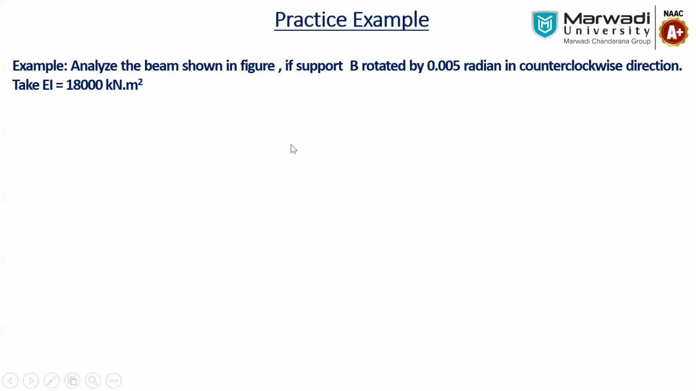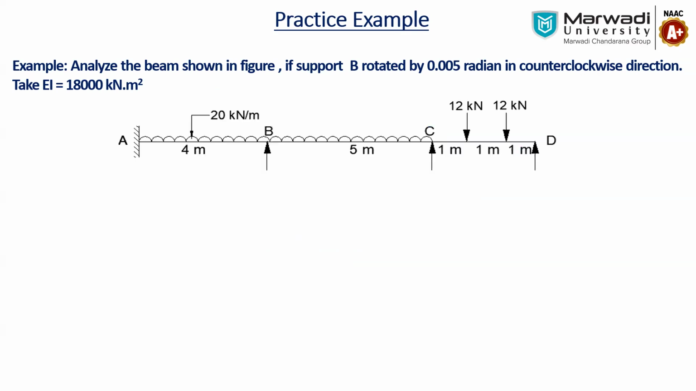So here the data is: analyze the beam shown in figure. If support B is rotated by 0.005 radian in counterclockwise direction, take EI equal to 18,000 kilonewton meter square. So this is a continuous beam. A three span continuous beam is given over here. Span AB and BC is subjected to the 20 kilonewton per meter UDL over the entire span, while 12 kilonewton 2-point loads at a 1 meter distance are given in the span CD.